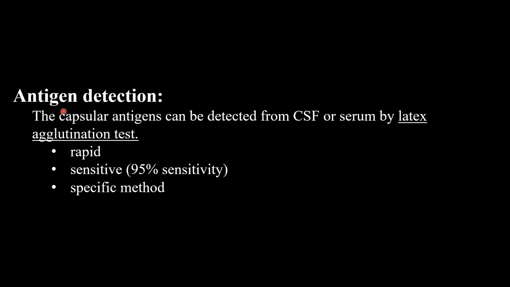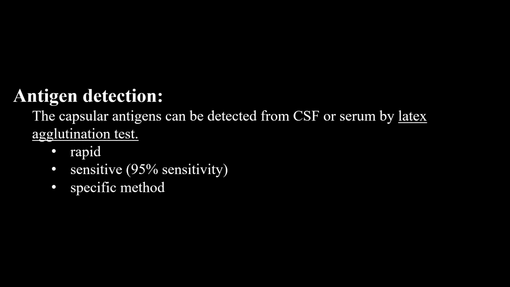Then we have antigen detection. The capsular antigens can be detected from CSF sample or the serum sample by latex agglutination test. The advantages are it is a rapid test, the sensitivity is very high, 95% sensitivity, and it is a specific method.